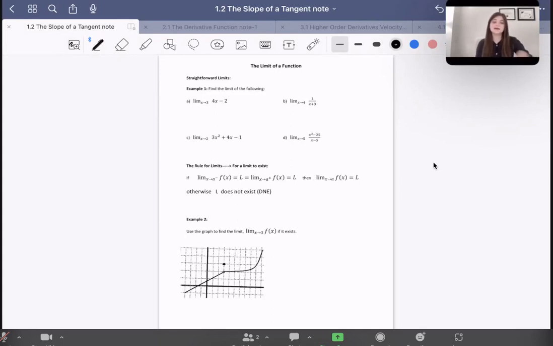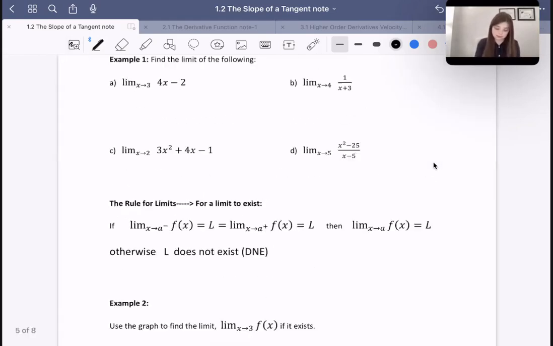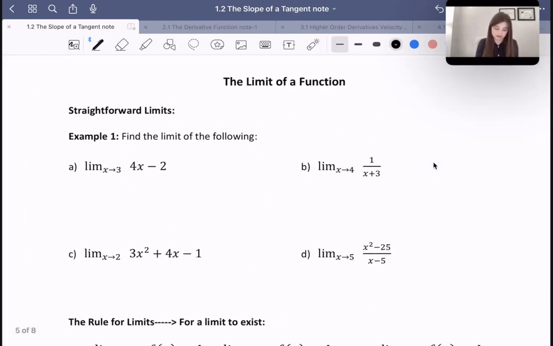Today we are going to be talking about limits of a function. So just a reminder for limits, how do they work? Limits have to do with the behavior around a certain point. So for example, a limit as x approaches 3 of 4x subtracting 2, right? This has to do with not what happens exactly at 3, but what happens around 3.